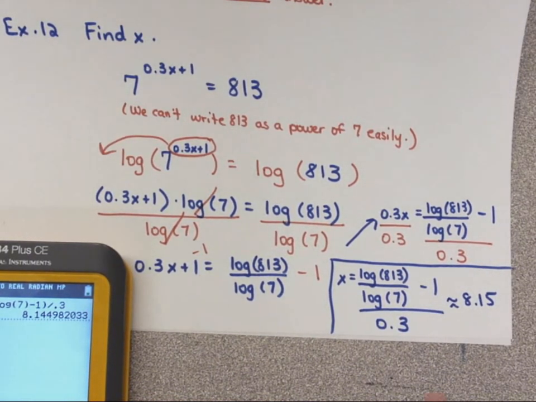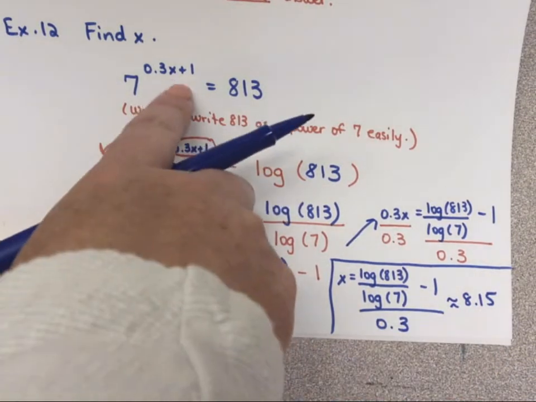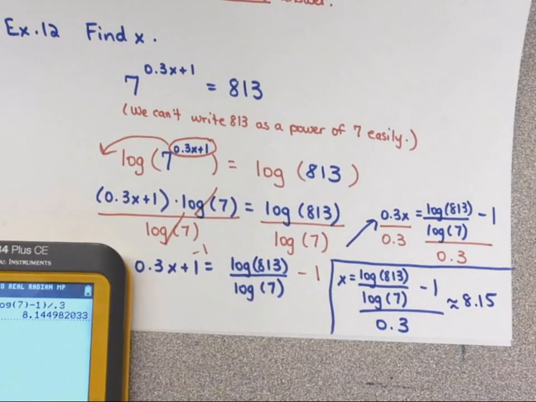So we're almost out of time, but how would you check this if you wanted to? You would plug 8.15 back in here, okay, and see what you get. Just remember that you're not going to get perfectly the answer on the right-hand side because we didn't get a perfect answer here, right? We got something that was about 8.15.